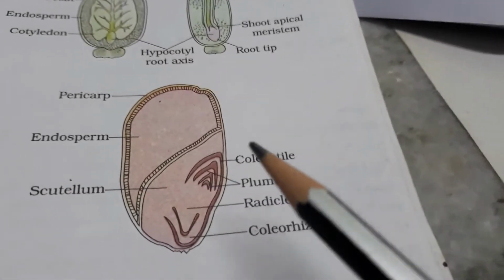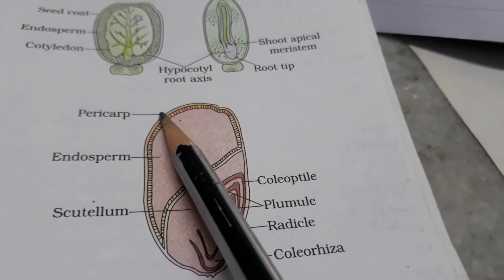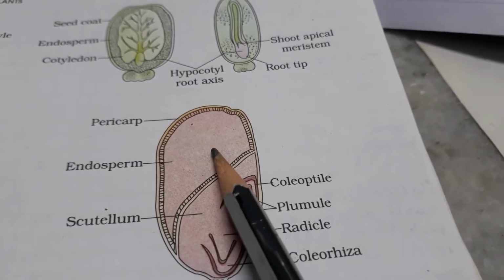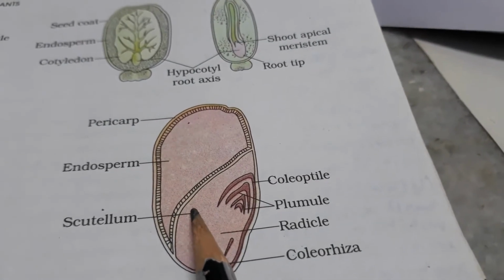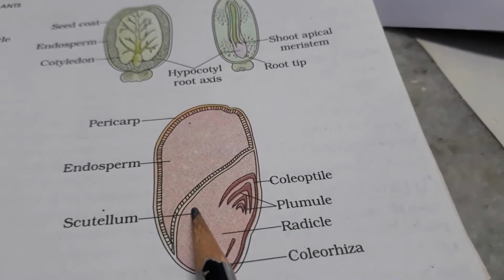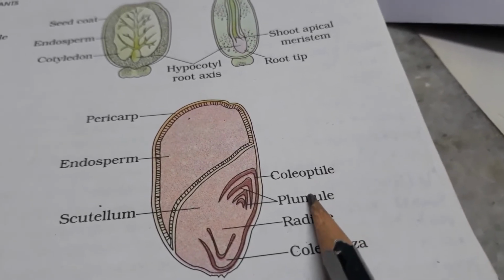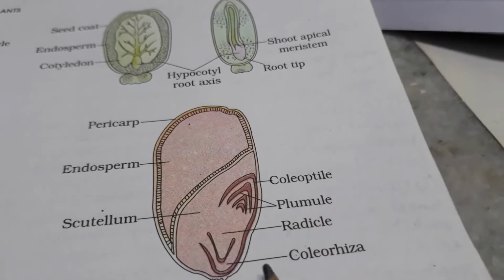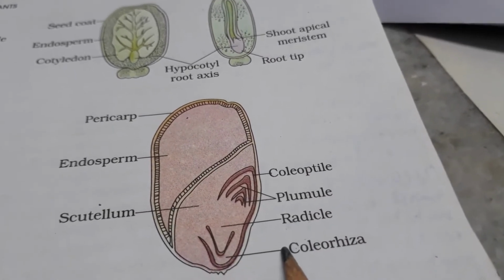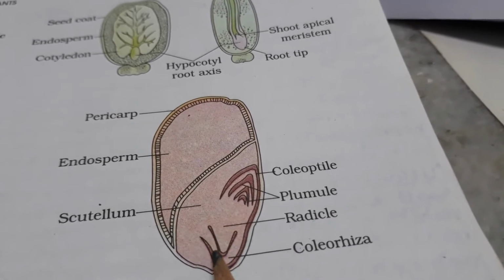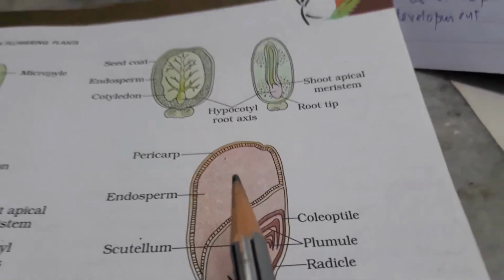Now this diagram we had last year. This is the pericarp, that is the fruit wall. This is the endosperm. This is the scutellum, which means cotyledon, and the coleoptile covering the future shoot system. This is the root system, with the future coleorhiza keeping the radicle safe. So these are the types of seed.